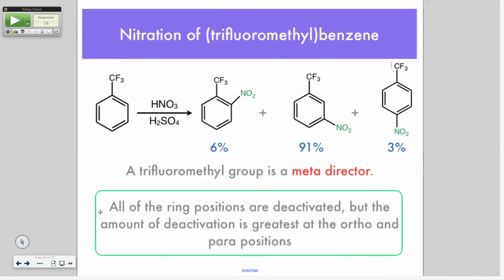Okay. Here I have all of the ring positions deactivated, but the amount of deactivation is greatest at the ortho and para position. So I'm going to show you that.